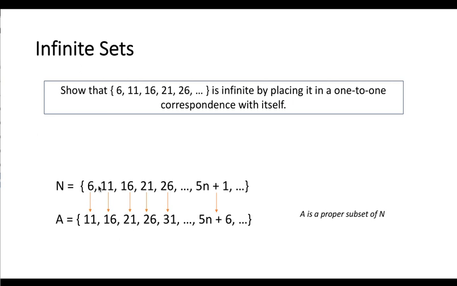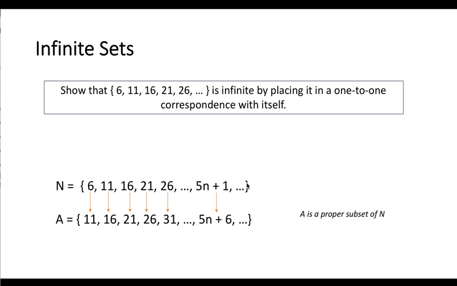So look at the pairing. To pair n with a proper subset of itself, A, I am pairing it so that every element is paired up. Notice this is a subset because it doesn't include 6, but 6 is paired up with 11, 11 is paired up with 16, a one-to-one correspondence here. And the one-to-one correspondence of the general terms is what we're looking for.